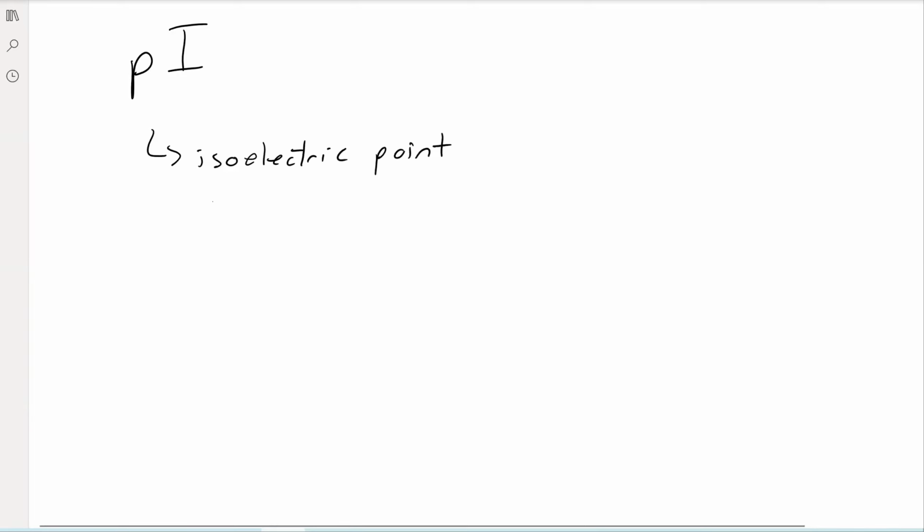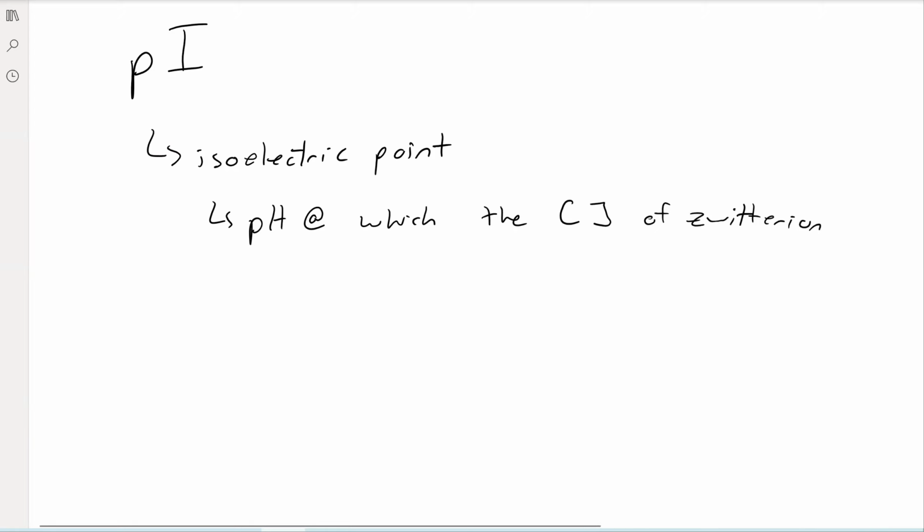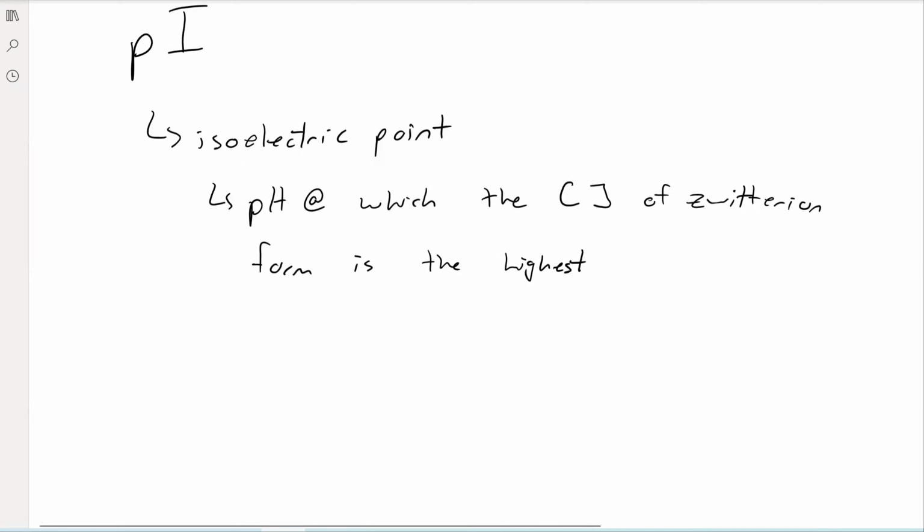Right, next topic is the PI, which, pH, pKa has something to do with that kind of stuff. This is what's known as the isoelectric point. And the isoelectric point is the pH at which the concentration, remember from Gen Chem, these brackets mean concentration, of Zwitter ion, so has ions but net neutral, form is the highest. Right, so at what pH do you have the highest concentration of the Zwitter ion?